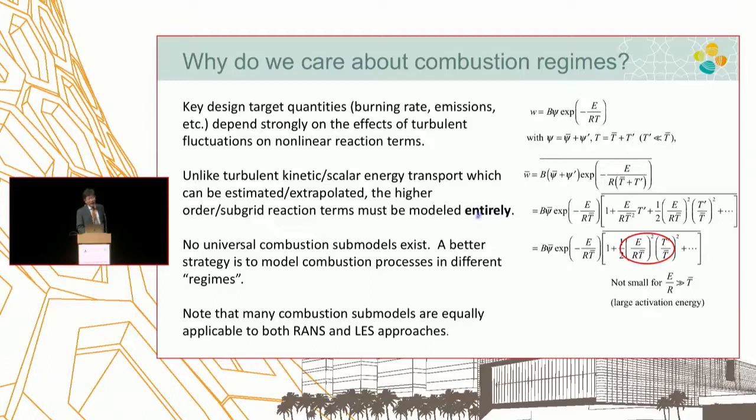Which is why you have to be a little bit clever, because the way this subgrid chemical reaction happens can be completely different depending on the combustion context, whether it's non-premixed or premixed, or depending on the relative interaction between turbulence and combustion.